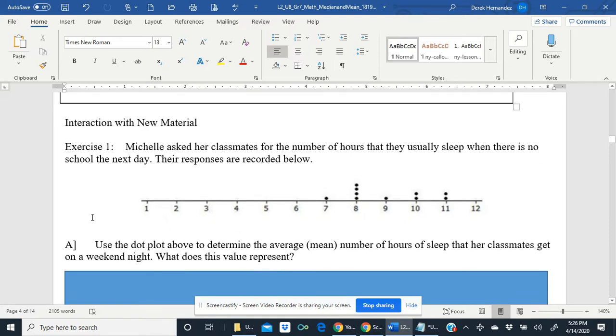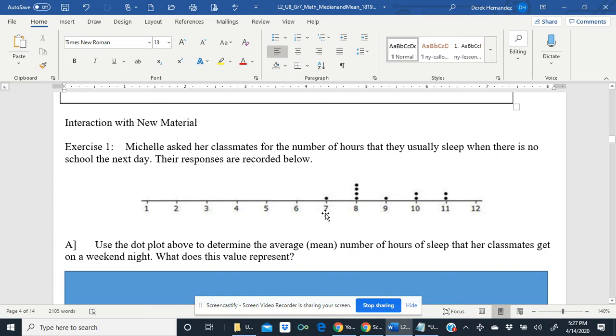Michelle asked her classmates for the number of hours that they usually sleep when there's no school the next day, because we all know when there's no school the next day, everybody sleeps in a little bit longer or a lot. So their responses are recorded below. So one person slept in 7 hours. This is a dot plot, by the way. It's made up of dots. That's why we call it a dot plot.